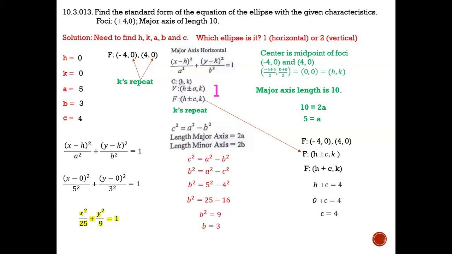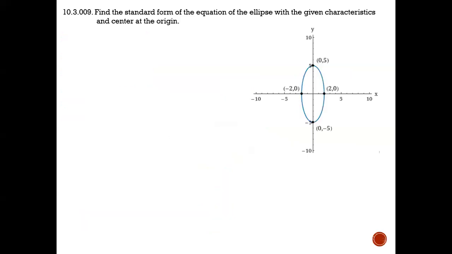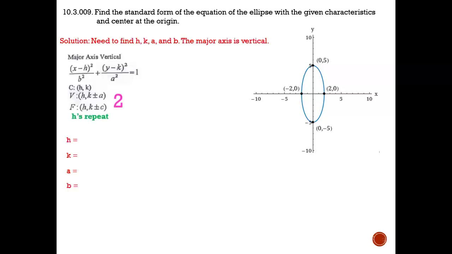All right, so let's look at this other example. On this one, they're giving us a picture, and just by the picture, we know that our major axis is the horizontal line, right? So we have an ellipse where its major vertices lie on the major axis. Yes. So here, we're going to be using equation 2.